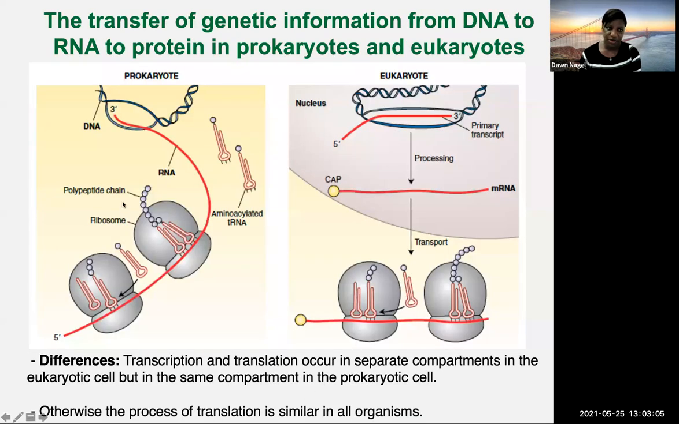What's different between prokaryotes and eukaryotes? In prokaryotes, you know that everything happens all at the same time, right? And in the same compartment. So there's no cytoplasm-to-nucleus separation in bacteria. As your mRNA is made, it immediately starts being translated, and the polypeptide chain is added.